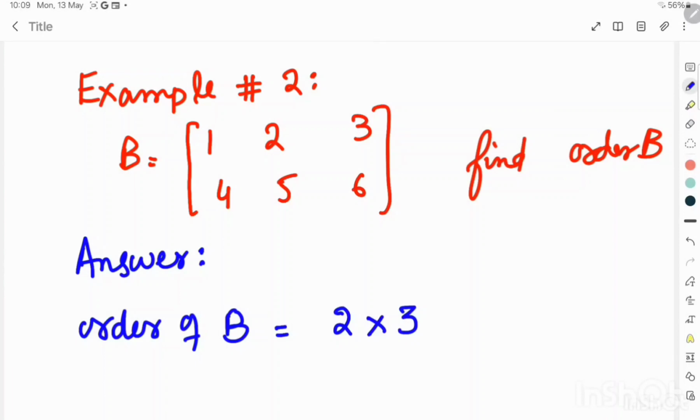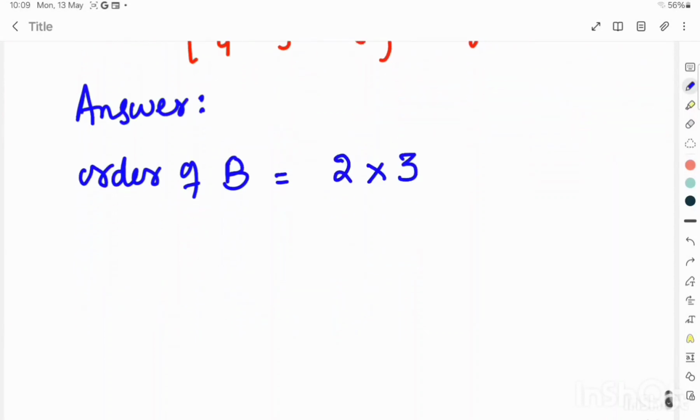As the formula for finding order is number of rows multiplied by number of columns, I just put the values in this formula and I got the answer: the order of matrix B is equal to 2 cross 3. So student, I hope you just learned how you can find the order of any matrix.